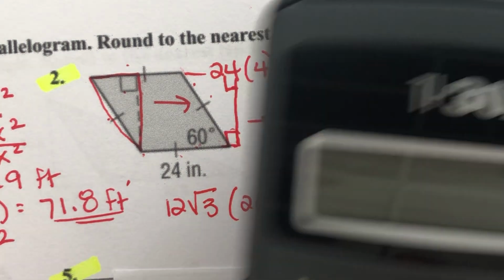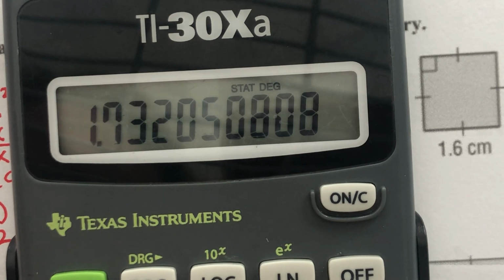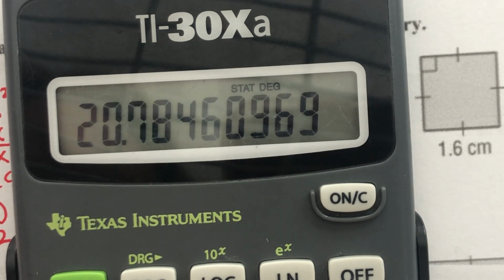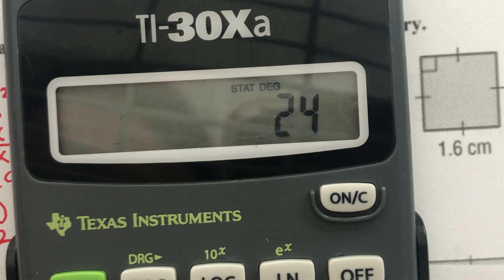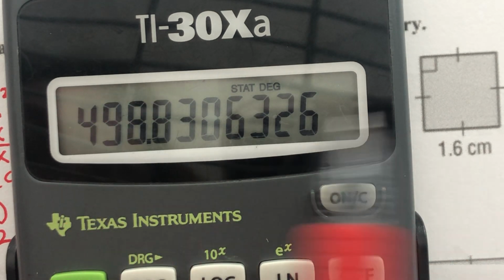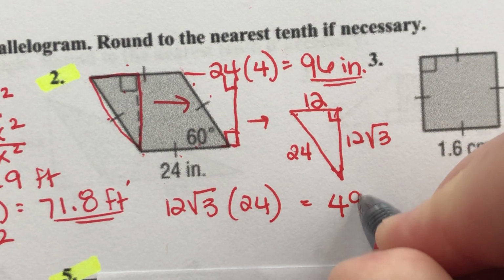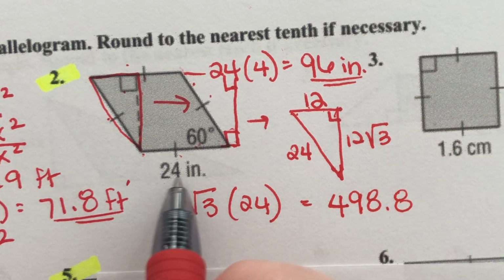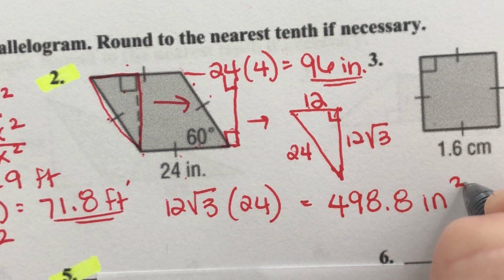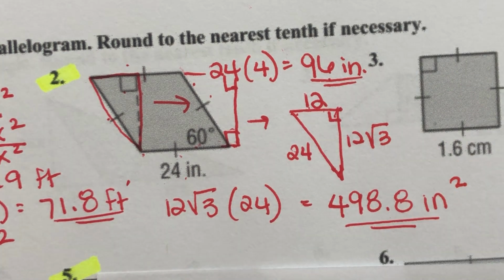So when I do that, I'm going to do the square root of 3 and then times 12. And then I multiply that times 24. And I get 498.8, which I'm just going to round to the nearest tenth, keep it at 498.8. And that's in inches squared because it's area. So our perimeter was 96. Our area is almost 500 square inches, not quite.